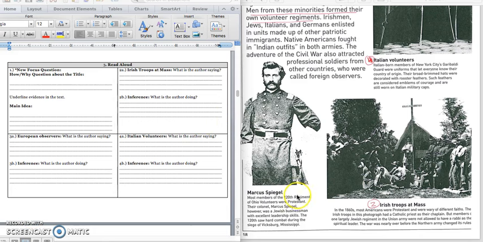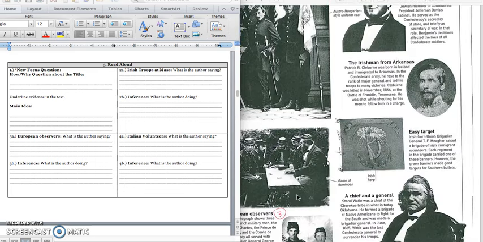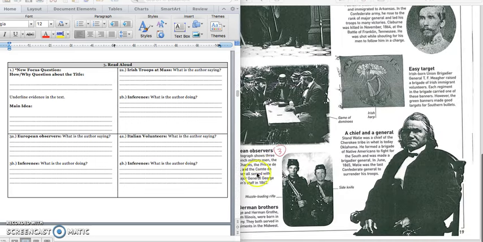We're looking for the picture and caption that says European observers, and that is at the bottom of page 19. It says, this photograph shows three titled French military men, the Duc de Chartres, the Prince de Joinville, and Comte de Paris. They all served with Union Major General George McClellan's staff in 1862. Okay, and so it's asking us, what is the author saying?